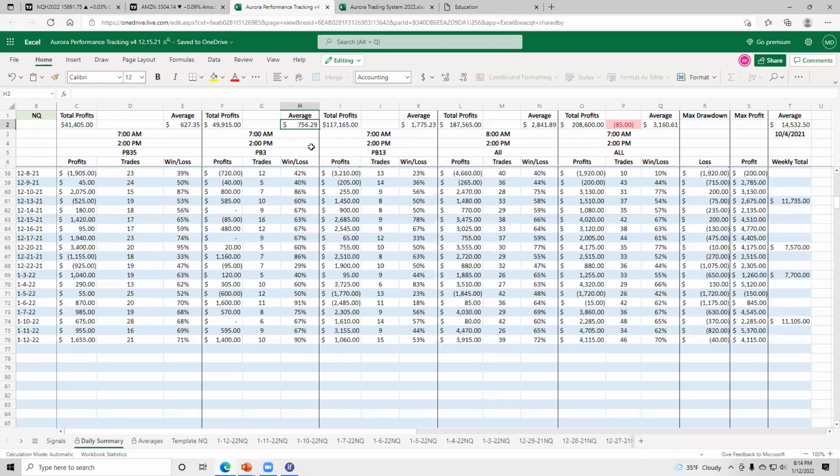Whereas the average of the PB3 catch trade is $756 a day, and the average of the PB35s is $627 a day. Now, the PB13, which is the trending trade, is a little bit more complex, not difficult to understand, but it's a little bit more involved in the adjustment of the stop, and you won't have as many trades typically. The catch trades are easy to get used to. You're looking for 10 points or possibly a 20-point stop out.